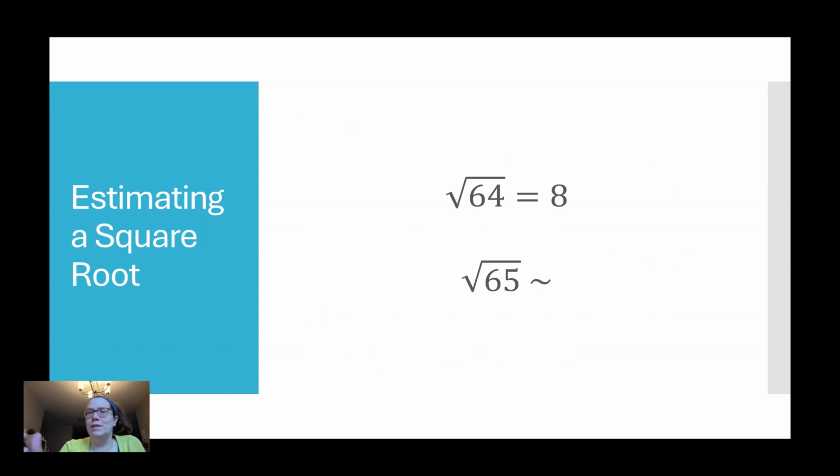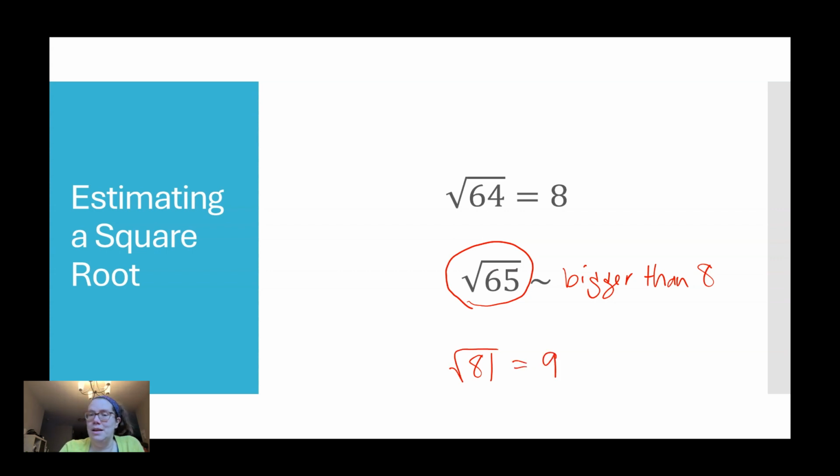So for example, if I'm trying to find what approximately the square root of 65 is, I know that the square root of 64 is 8. So this is going to be a little bit bigger than 8. Not quite 9, because 9 times 9 is 81. So the square root of 65 is between 8 and 9, because 65 is in between 64 and 81. But this is definitely a lot closer to 8 than it is to 9, because 65 is a lot closer to 64 than 81. We're going to do more of these estimations.